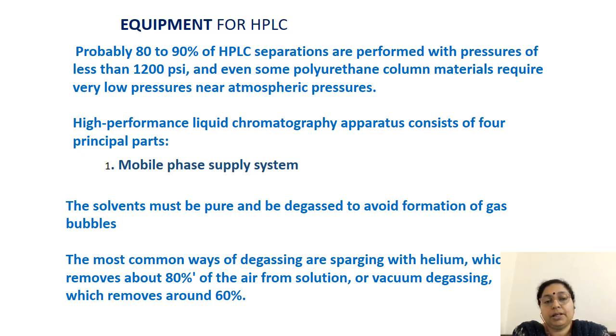First one is the mobile phase supply system. The solvent should be pure and degassed to avoid the formation of bubbles. The most common way of degassing is sparging with helium, which removes about 80% of air from the solution, solution in the sense the mobile phase. Or vacuum degassing can also be used, which can remove around 60% of air from the mobile phase.